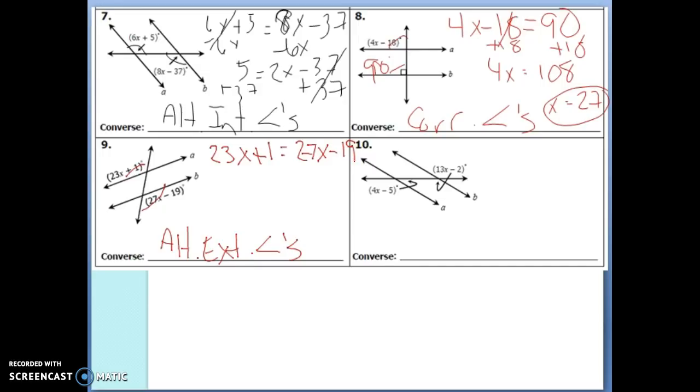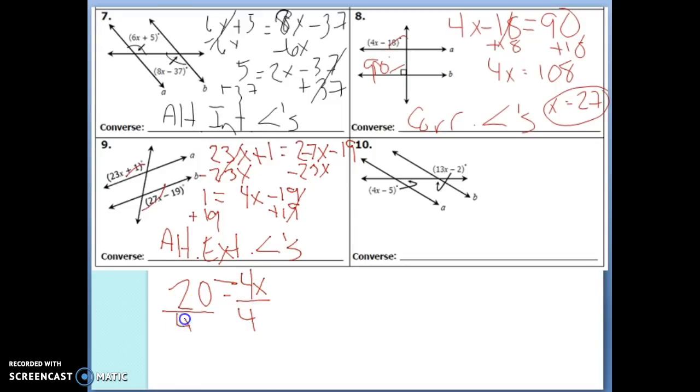So we get our x's on the same side, so subtract 23x. And we get 1 equals 4x minus 19. Add that 19 to both sides. 20 equals 4x. X is alone, divide by 4. So x equals 5.